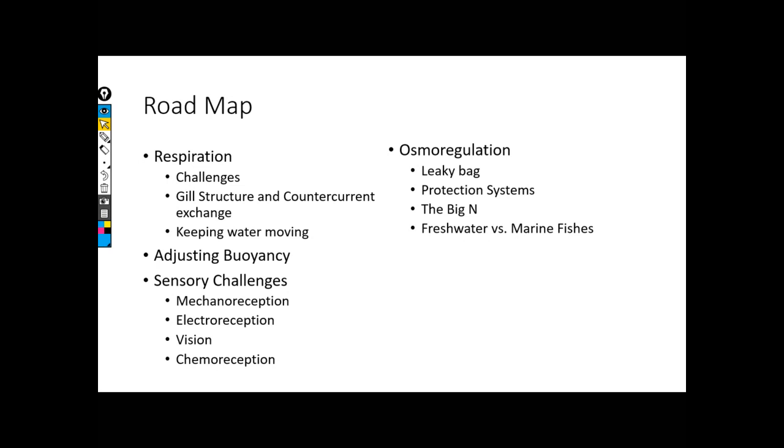Okay, so we're going to start moving on through, and of course, like all my roadmaps, we're going to start at the beginning. So let's start talking about respiration.